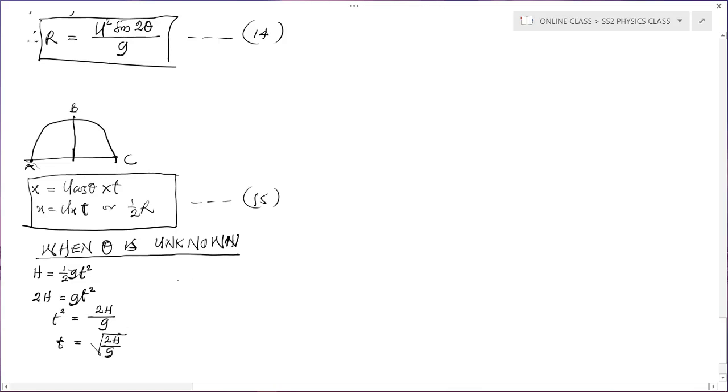So at that point, we take our x, that is the range, to be ux t, and x equals ux root 2h over g. I believe that one is clear. Clear enough. So in this case, watch out very well. This one is one equation on its own, and I call it equation 16. While this one is another equation.